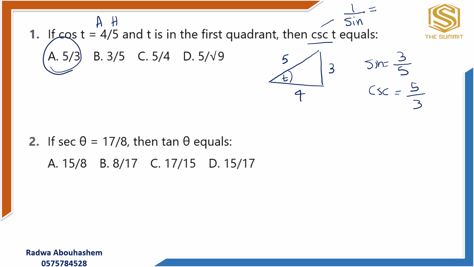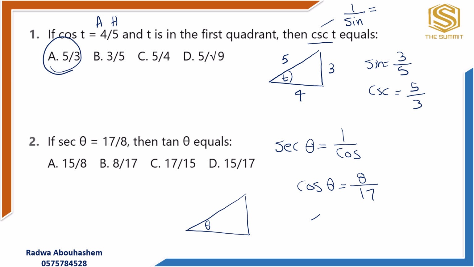Now, if secant theta equals 17 over 8, secant means 1 over cosine. And this means that the cosine would be 8 over 17. Good. So here, this is theta, this would be 8, and this would be 17. Now I need this side. By Pythagoras, this would be 15. And actually, if you cannot do it with Pythagoras, just look at the choices. So this means that the tan would be 15 over 17.